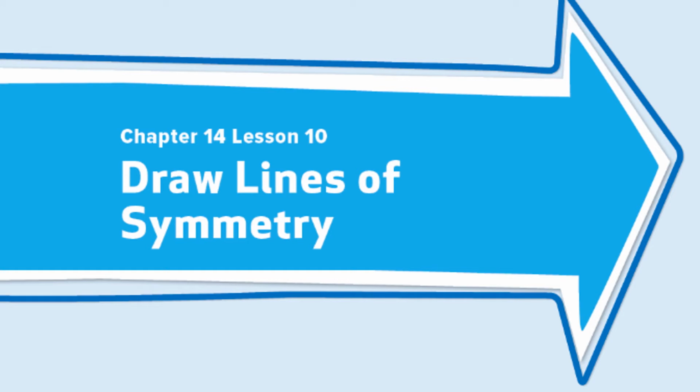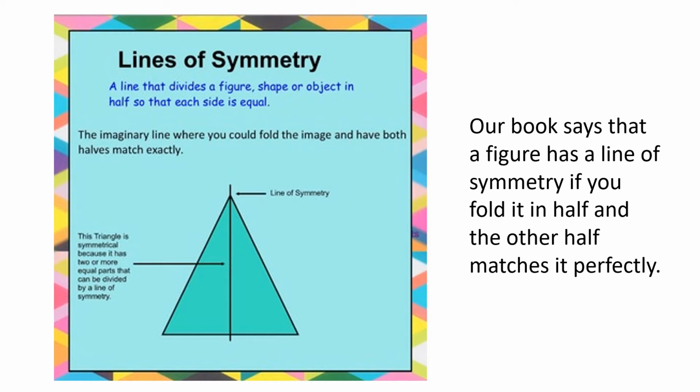Thank you. For math today, we're going to draw lines of symmetry. A line of symmetry is a line that divides a figure, a shape, or an object in half so that each side is equal. Can you see the line of symmetry that goes through this triangle? Both sides are exactly the same. And our book says that a figure has a line of symmetry if you can fold it in half and the other half matches perfectly. So if we folded this right on this line, both of these sides would match.